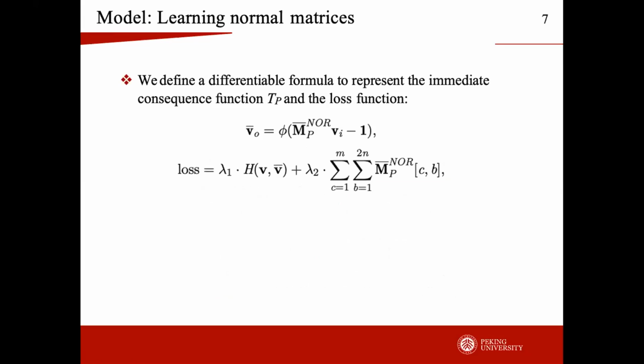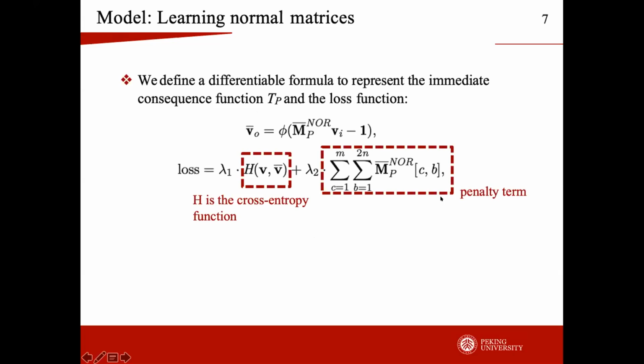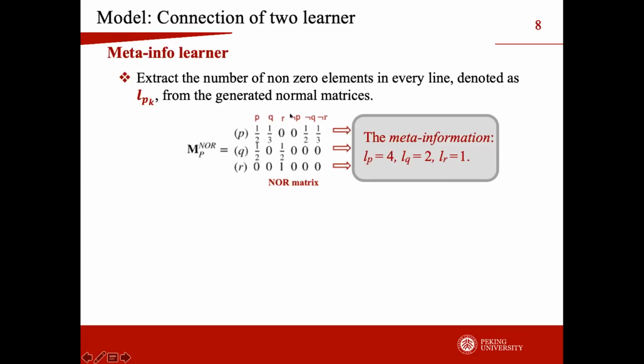Next, we apply this equation to infer the immediate consequence operator, and use this function as a loss function, where H is the cross entropy loss function and the second term is a penalty term. In this stage, we use the number of non-zero elements in every line of the generated normal matrix, denoted as L_P^k, as meta information. So we have L_P equals 4, and so on.